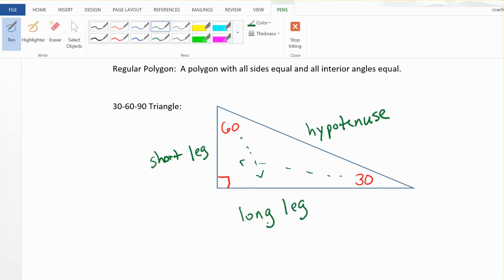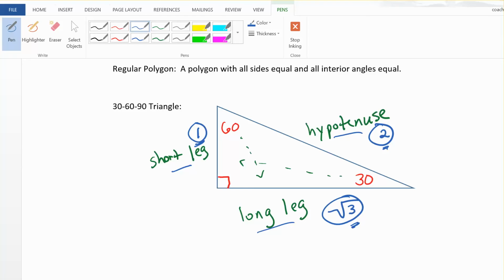And so these had certain ratios. Just as a review, if the short leg was 1, the hypotenuse was always 2. It was always twice as long. And the long leg was always radical 3 times the short leg. So our ratio was 1 to 2 to radical 3, from short leg to hypotenuse to long leg. All that should be review. We've done that quite a bit.